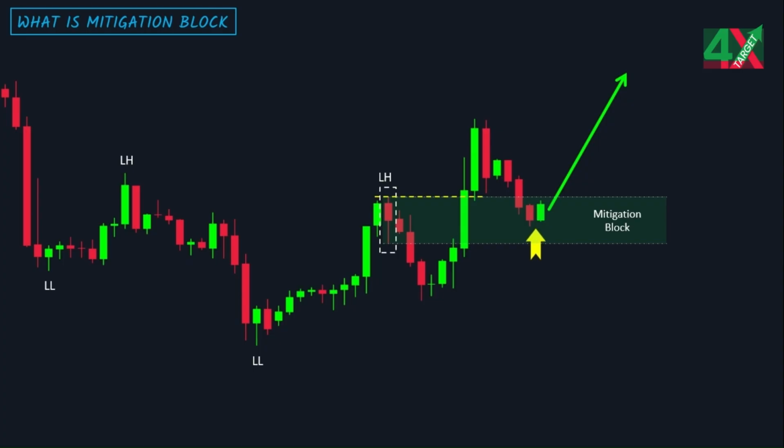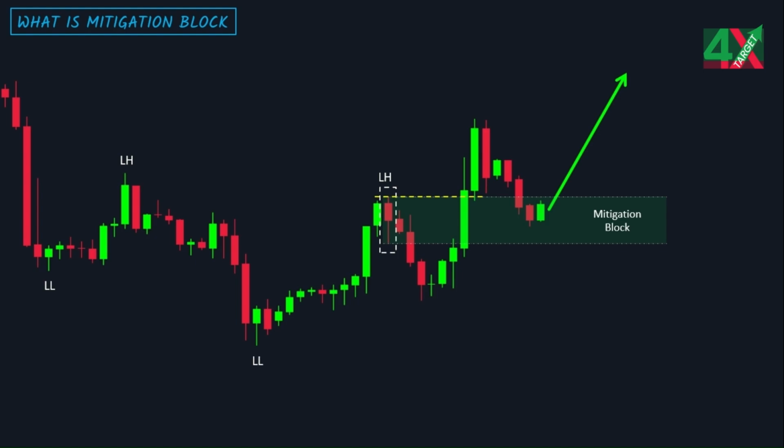At this point, you might be wondering whether a mitigation block is the same as a breaker block. The answer is no, and the distinction is important. A breaker block requires a liquidity sweep first. Price must run a swing high in an uptrend or swing low in a downtrend, trapping traders before reversing and breaking market structure. A mitigation block, on the other hand, forms without the need for a prior liquidity grab.